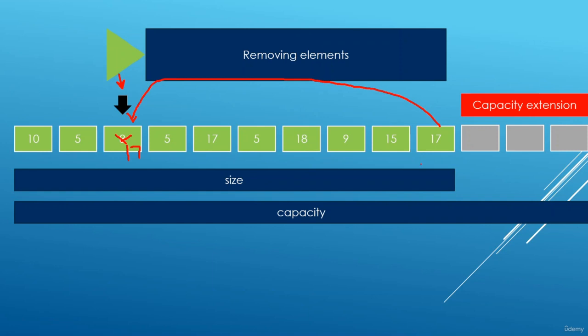After we do this, we are going to reduce our size to this location. So this element here is going to be grayed out because our size just became 9. So we are going to end up with a situation like this. This is what we are going to have.